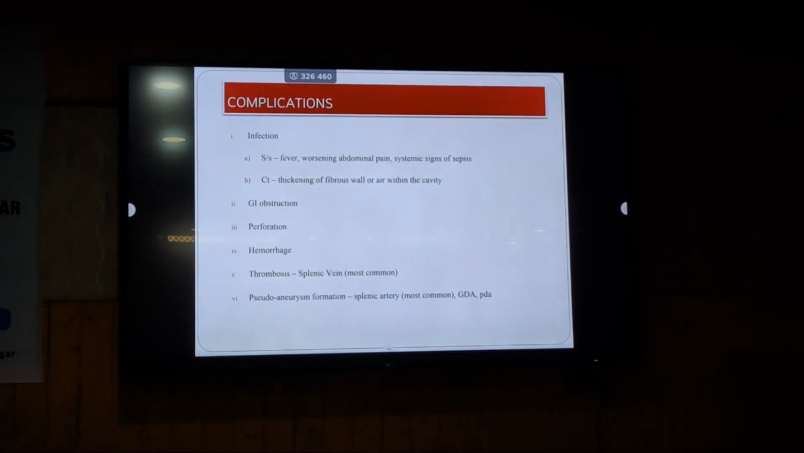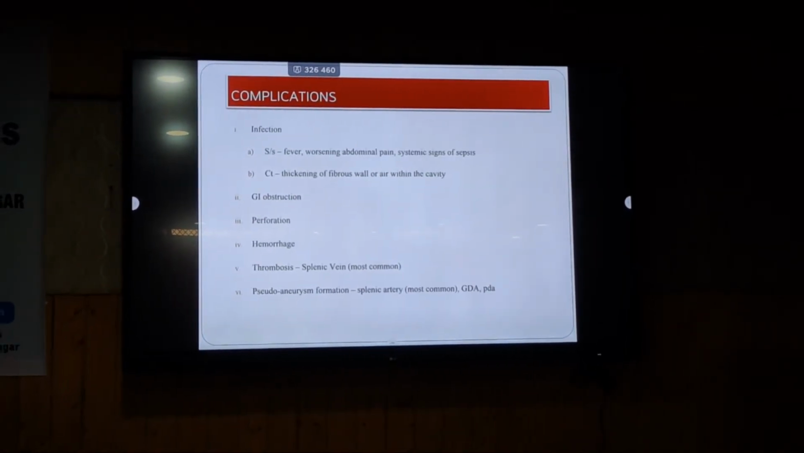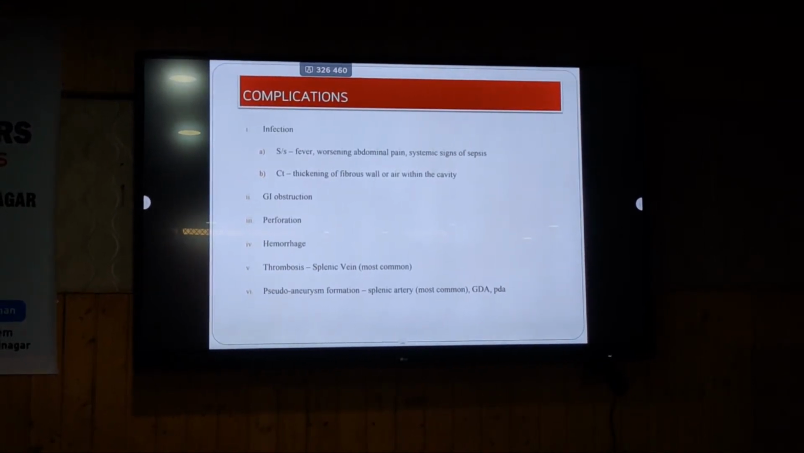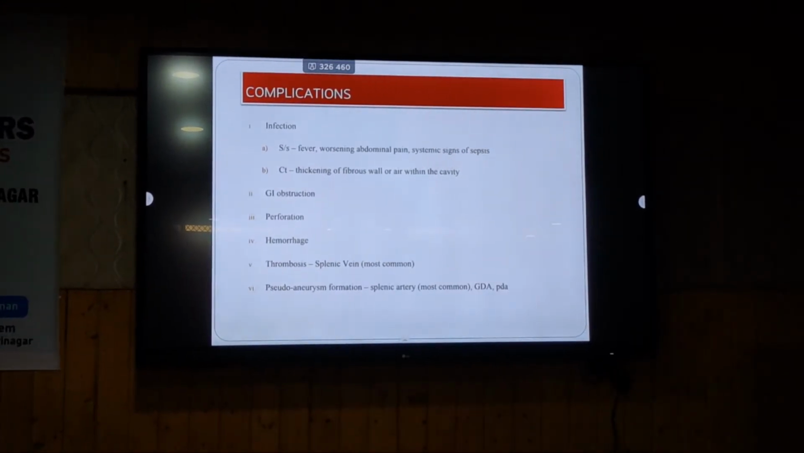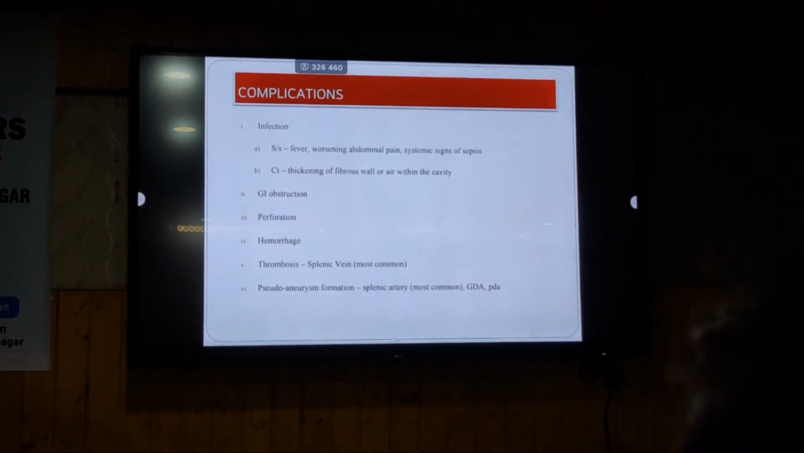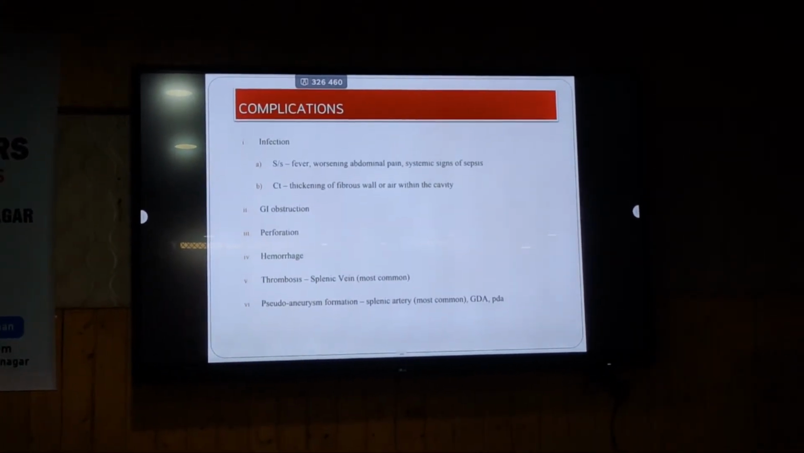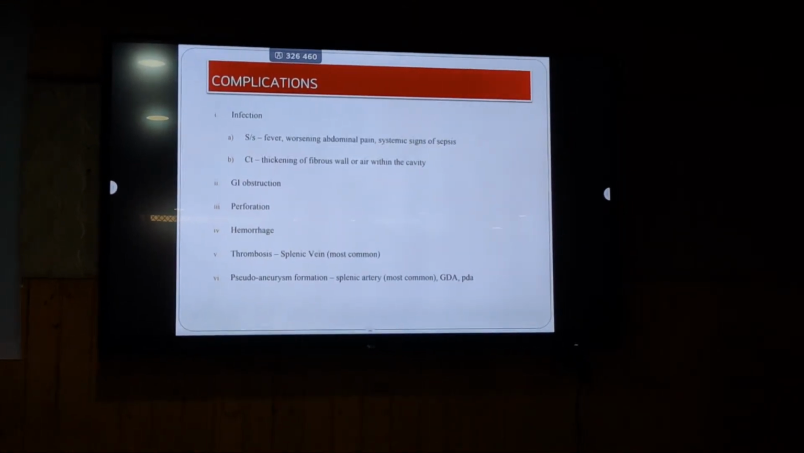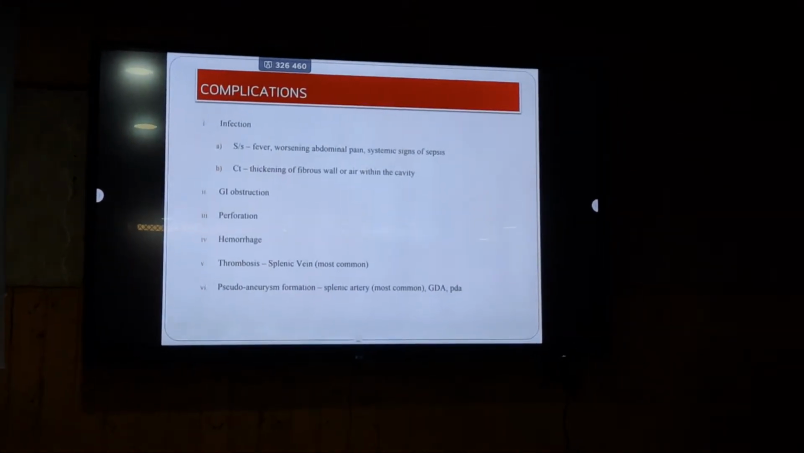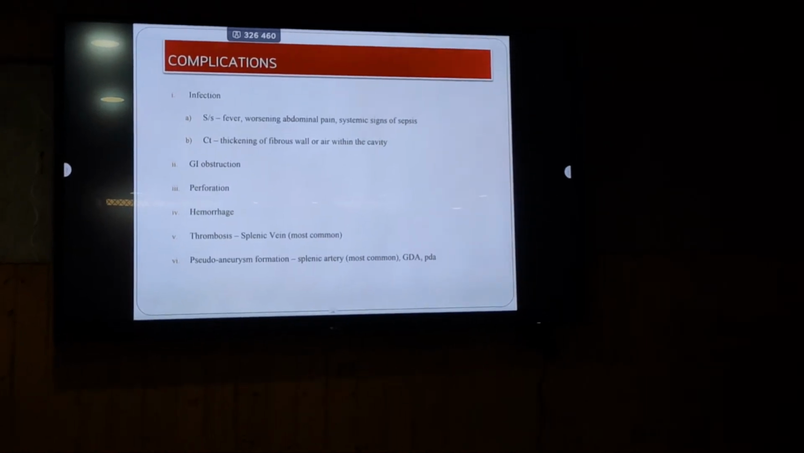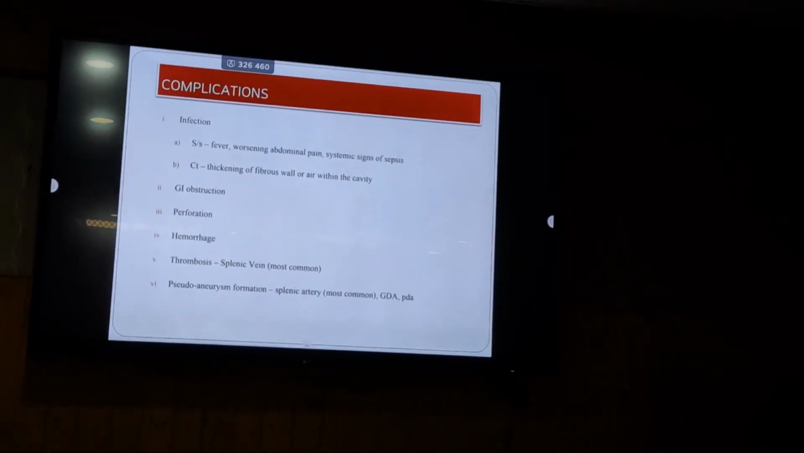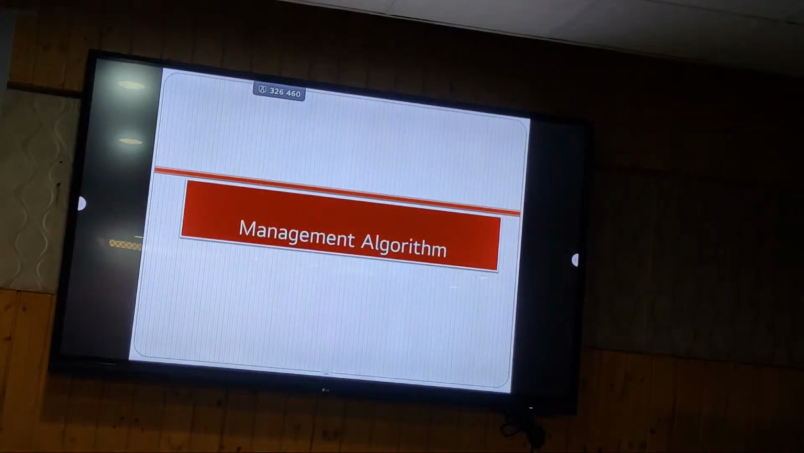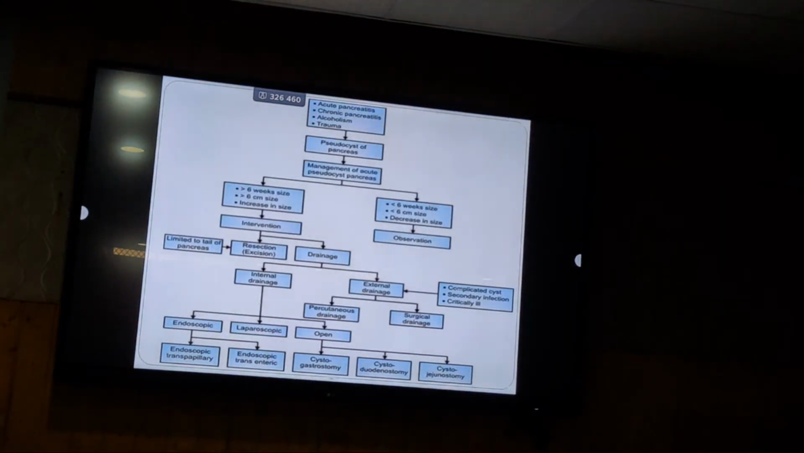Then the cyst may present as, or get complicated in the form of, an obstruction. Many patients we see have gastric outlet obstruction associated with the cyst, depending upon the site of the cyst. Then perforation may be there, hemorrhage, thrombosis in which the splenic vein is involved, and pseudoaneurysm formation. Next is the management algorithm.